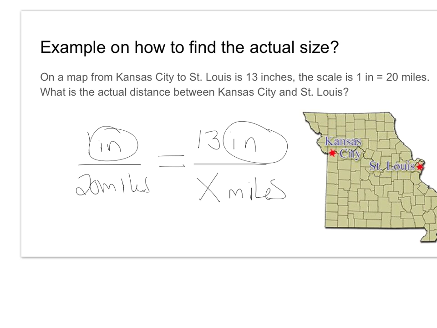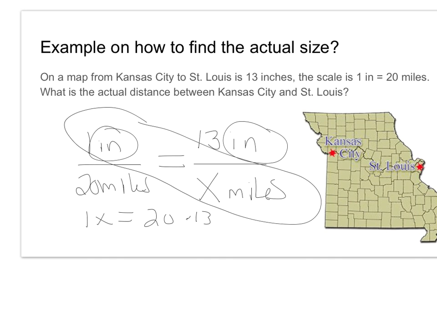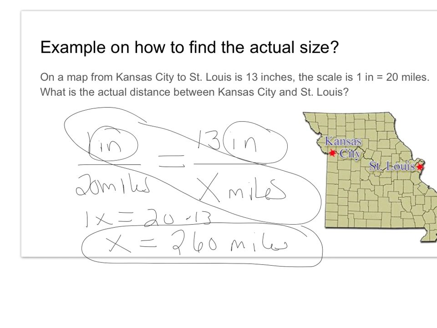So you would do your cross multiplying. We have 1x equals 20 times 13. 1x is just x. Multiply that together: 20 times 13 is 260 miles apart. So on the map it's 13 inches, but in real life they're actually 260 miles apart.